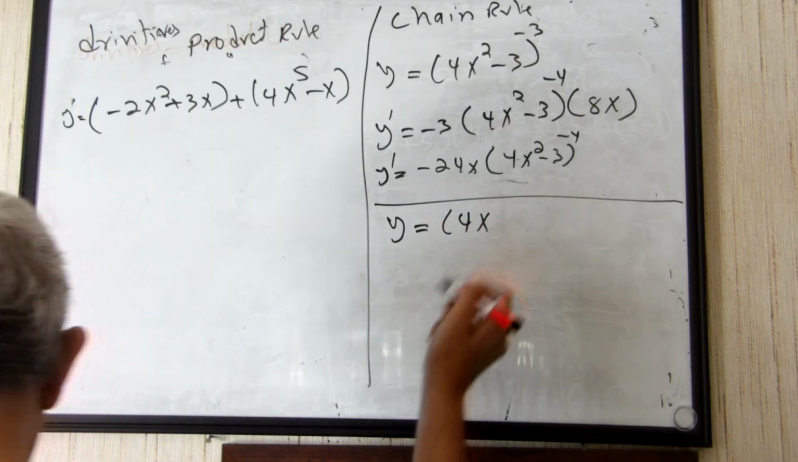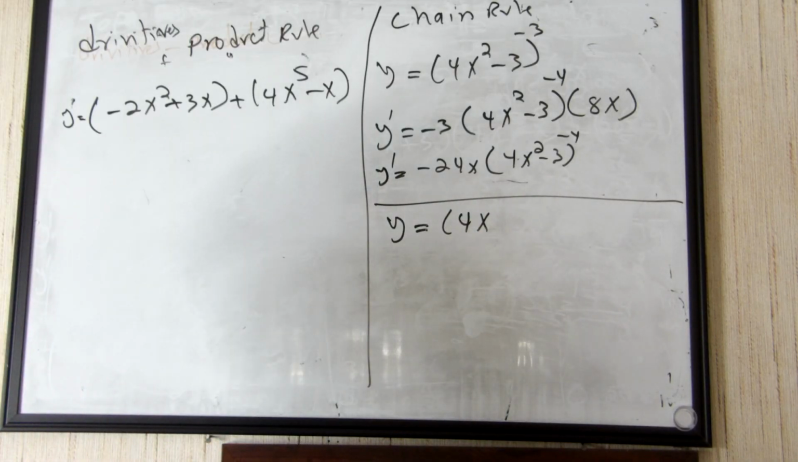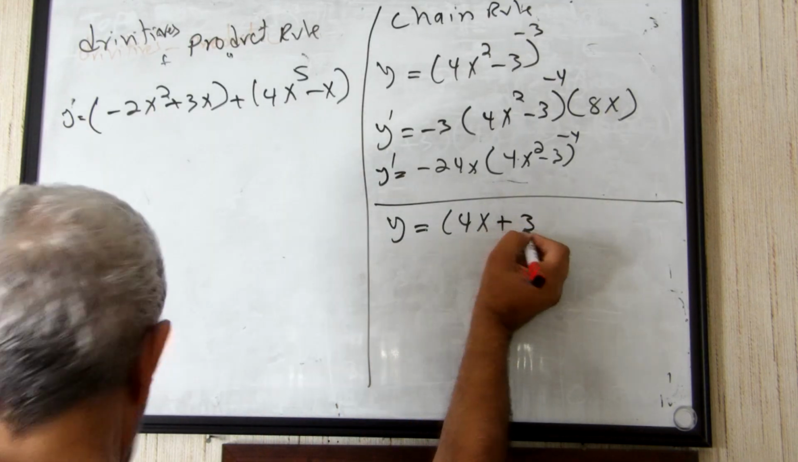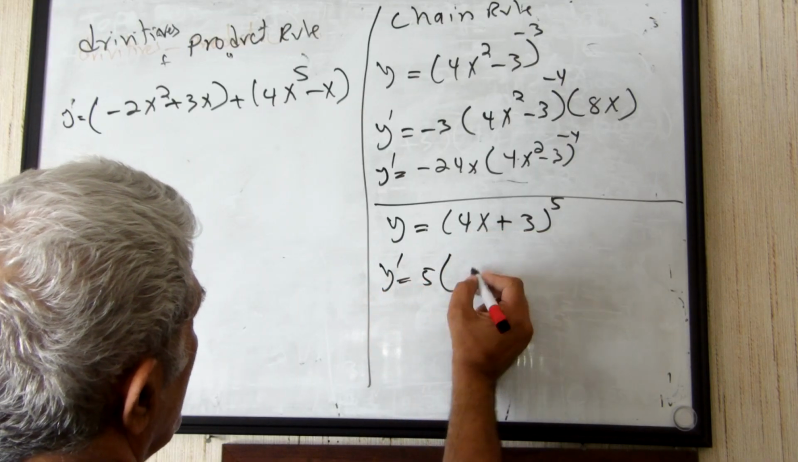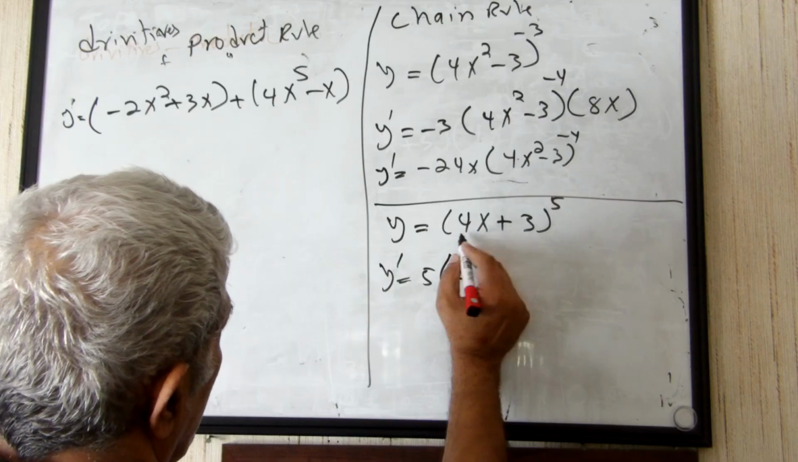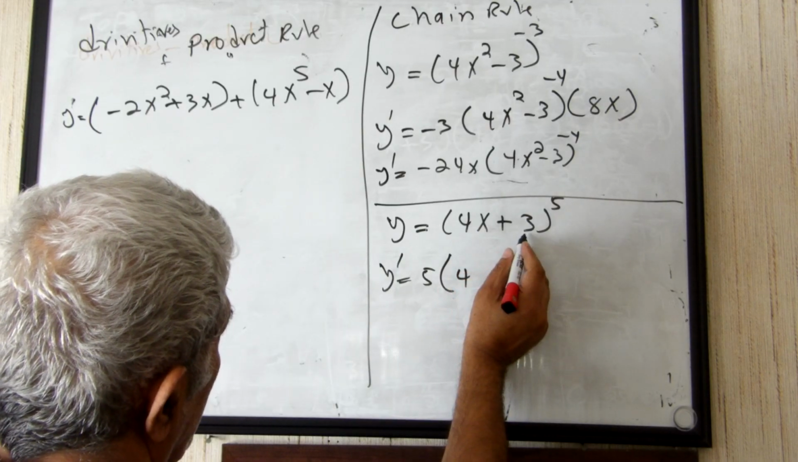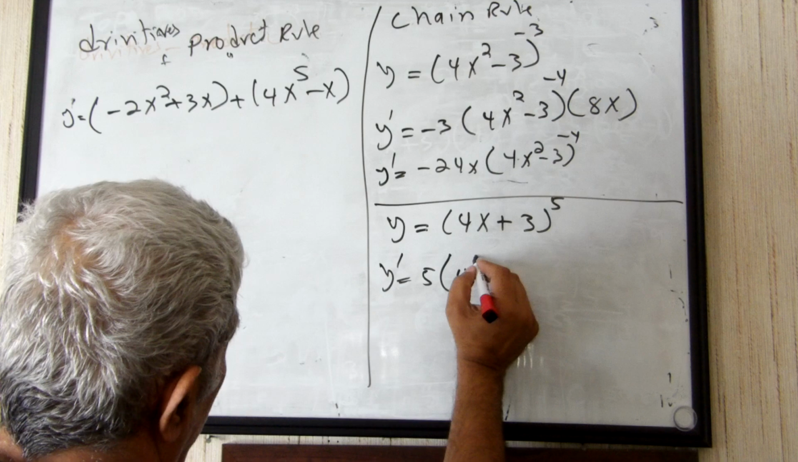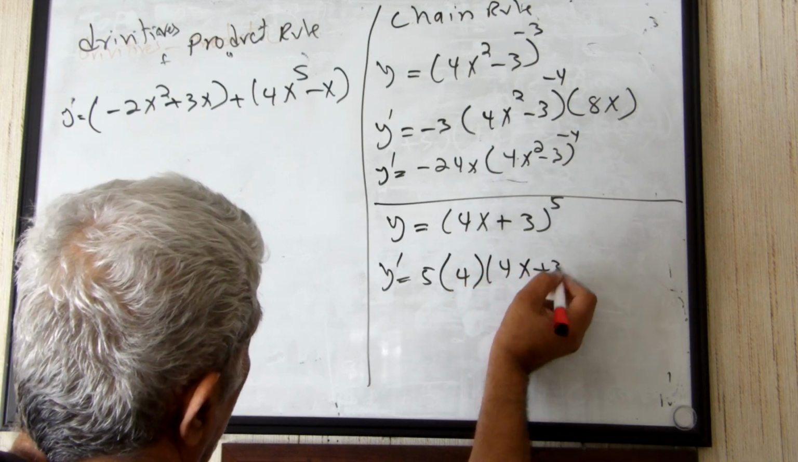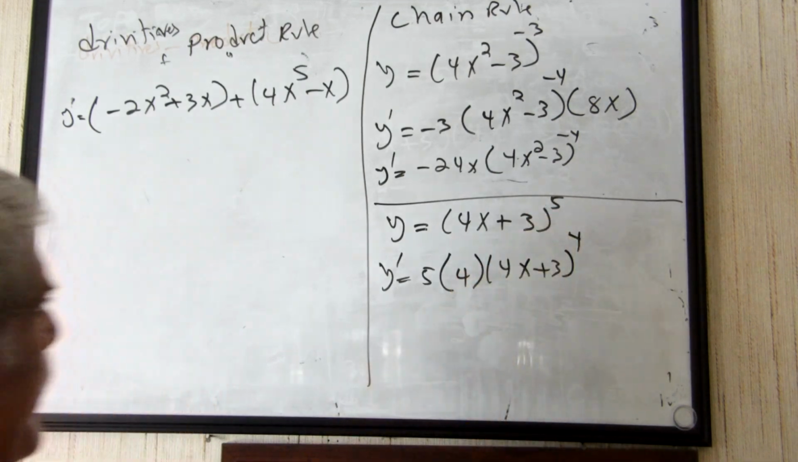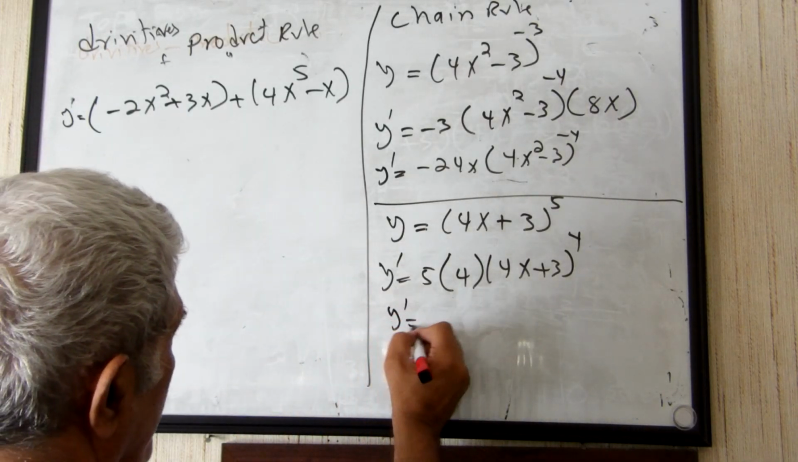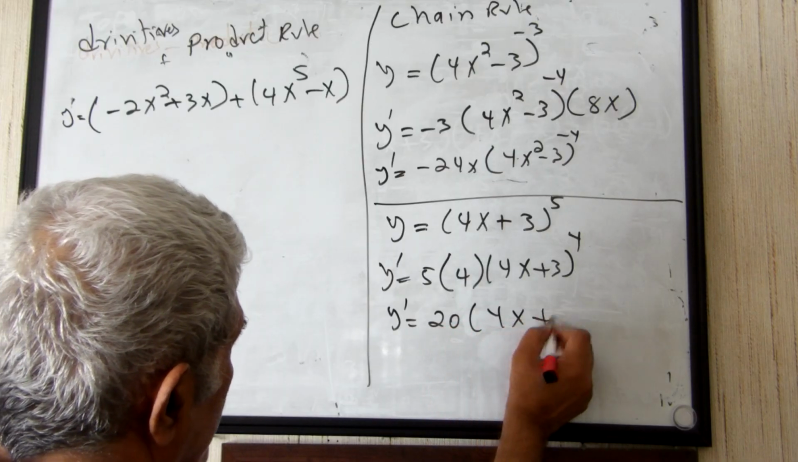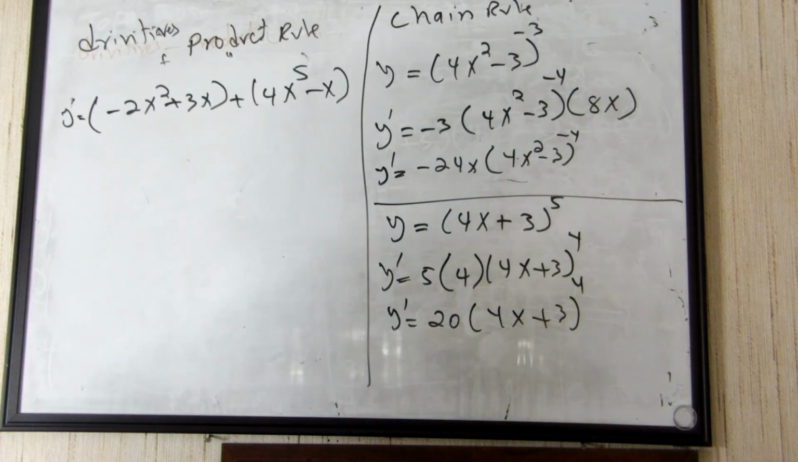Okay, I give you another one: (4x plus 3) to the power of 5. So what we do, we bring 5 here, and the derivative of this one is going to be 4. The 3 is going to be 0, and 4x is going to change to 4, and times (4x plus 3) to the power of 4. 5 minus 1 is going to be 4. Okay, so y prime is going to be 20 times (4x plus 3) to the power of 4. Okay?